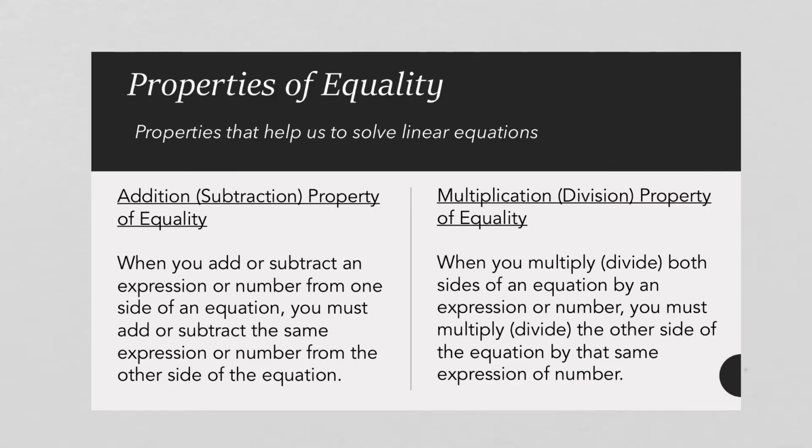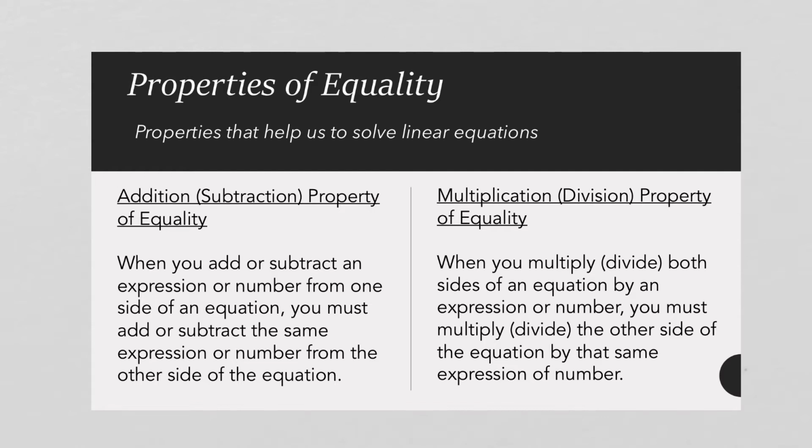There are two basic properties that help us to solve linear equations. We call them the properties of equality. The first one is the addition or subtraction property of equality. Basically, it tells us that when we add or subtract an expression or number from one side of an equation, we must add or subtract the same expression or number from the other side of the equation.